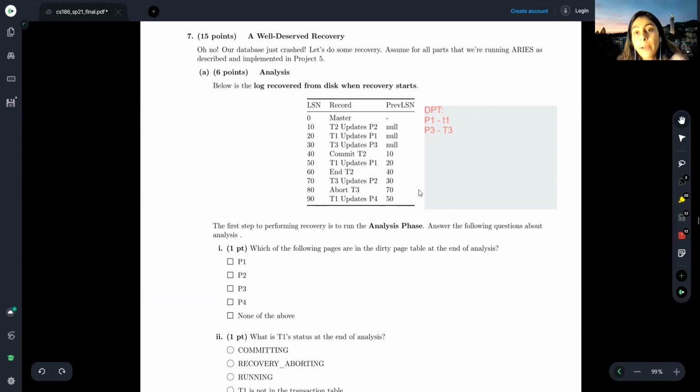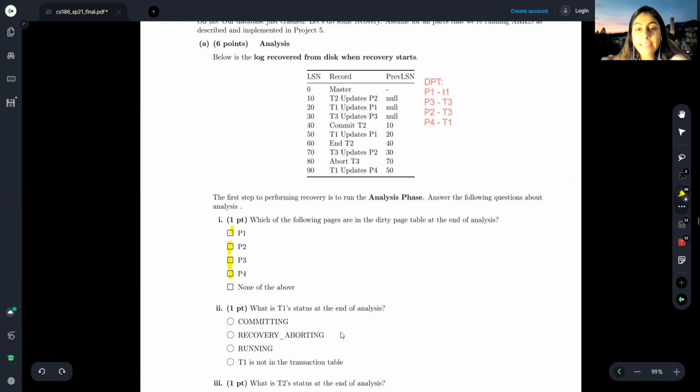But now T3 updates P2. So P2 comes back into the DPT, but it's T3 that modified it this time. Then we decide to abort T3. Again, we don't remove it from the DPT at this point. Then T1 updates P4. So we add that into our table. So that means that the pages that are in our DPT at the end of analysis are pages 1, 2, 3, and 4.